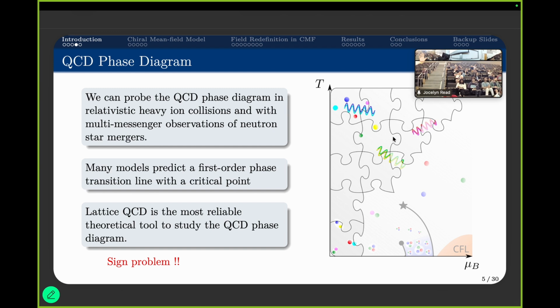So it solves the puzzle here. It describes the crossover region well, but it cannot be extrapolated to very high baryon chemical potential due to a fermion sign problem.